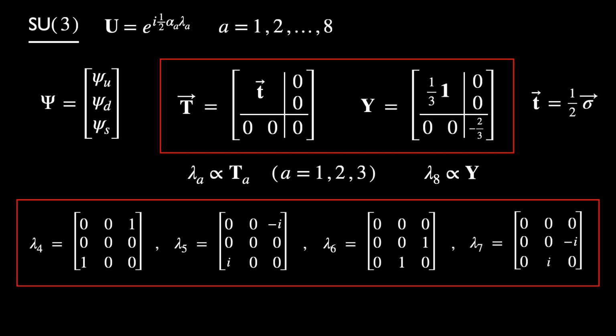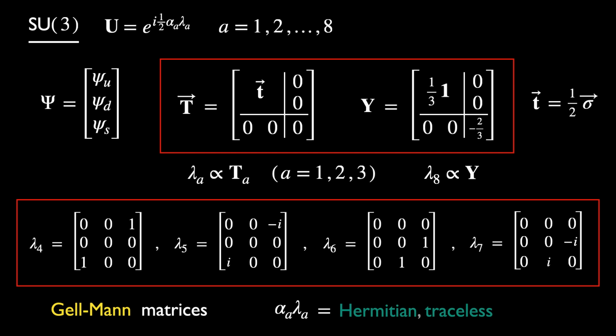Notice that the isospin generators and hypercharge do not mix the strange quark with the up and down quarks, but the rest of the generators do. It is important to note that there is nothing special about the Gell-Mann matrices. They merely provide a basis for expressing Hermitian traceless matrices in terms of the real components alphas.